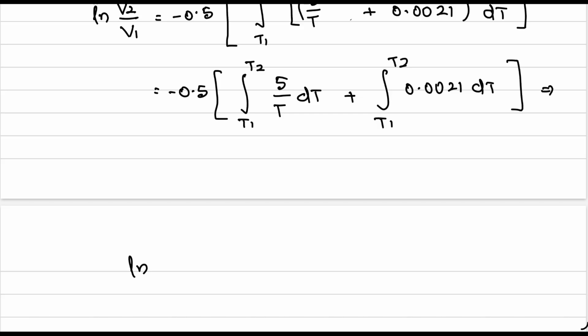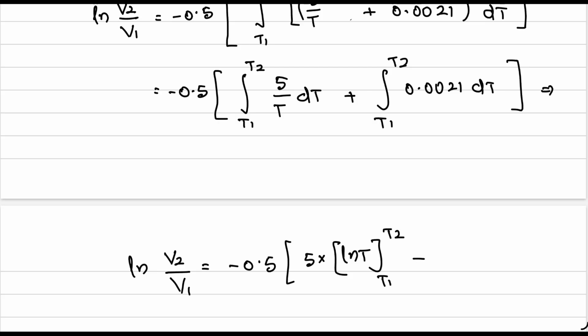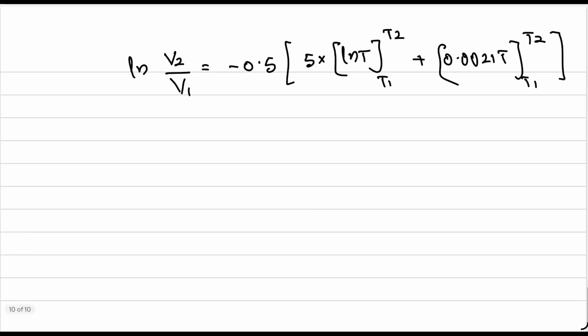Then ln V2 by V1 is equal to minus 0.5 into 5 into ln t, since the integral of 1 by t dt is ln t, from T1 to T2, plus 0.0021 t from T1 to T2. This is the value of the integral from the basics of integration.